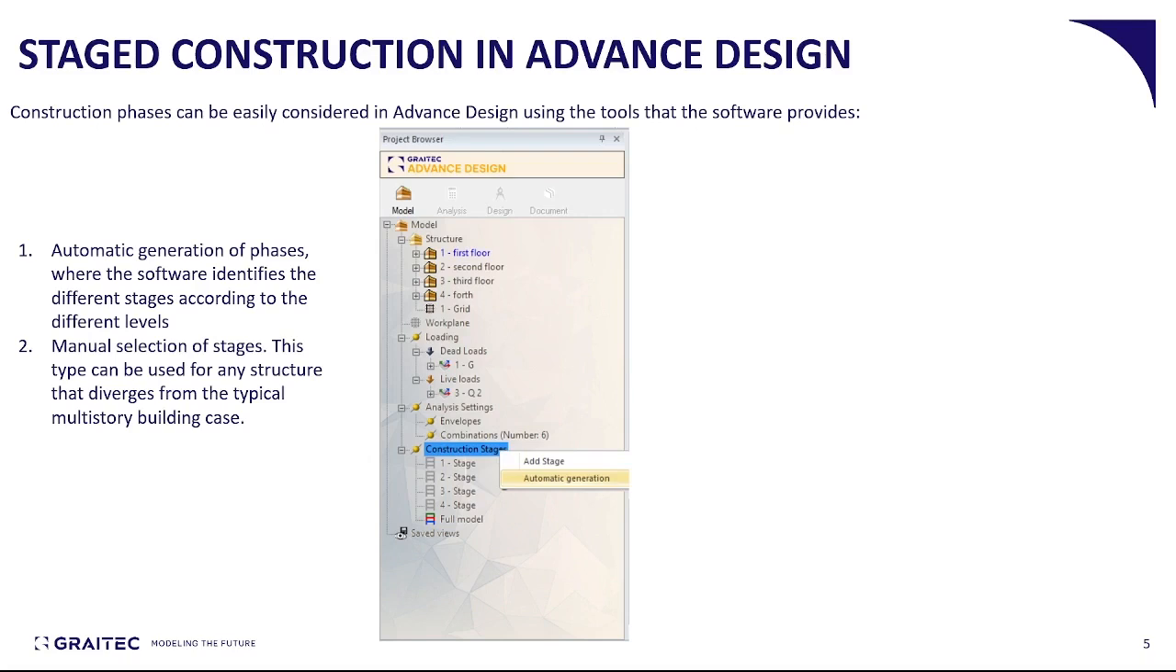This type can be used for any structure that diverges from the typical multi-story building case, or, as mentioned earlier, you can use the automatic generation of phases and automate the whole process. So basically, the software in this case identifies the different stages according to the different levels of the floors, as we will see later on during the demonstration.